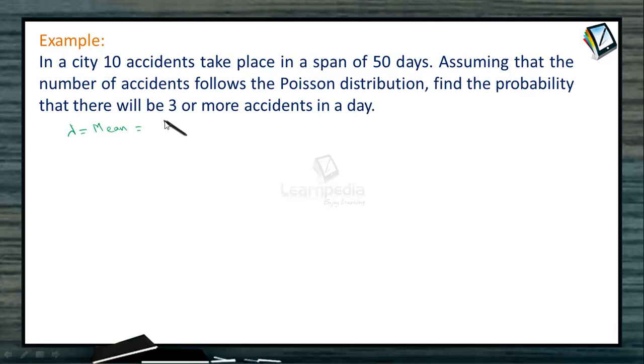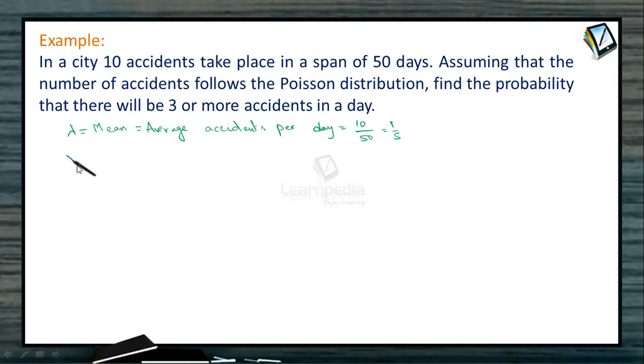So the mean, in general by statistics, is the average, so first let us calculate the average accidents per day. Yes, what is the data given? There are 10 accidents that take place in a span of 50 days. So on an average, how many accidents happen per day? It is 10 by 50, which is 1 by 5. Now this 1 by 5, which is the average accidents, as average is similar to the mean, is playing the role of the parameter of the Poisson distribution, right? So we have the lambda value.